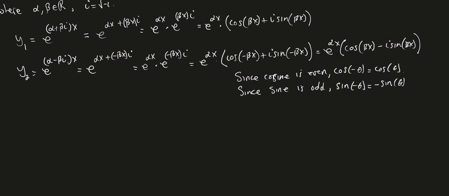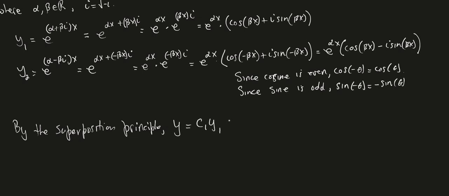By the superposition principle, every solution must be a linear combination of these two. So y would have to be c1 times y1 plus c2 times y2. Well, let's write that down and see what we can get out of this.